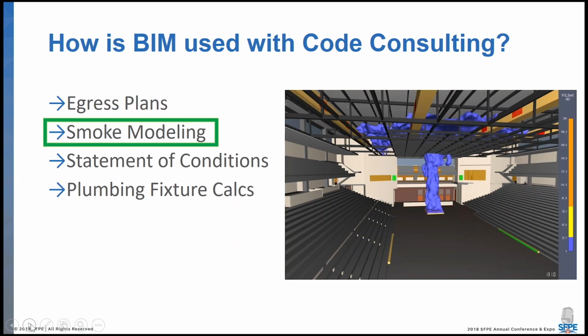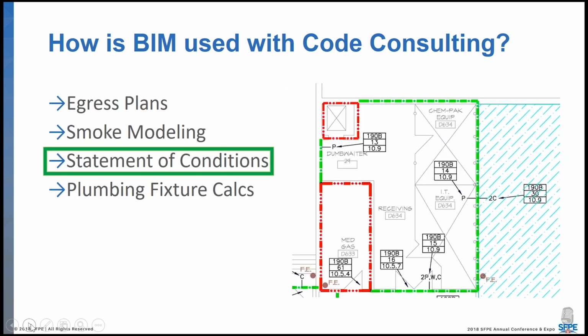Another way we use it is smoke modeling. That's another form of life safety. It's a good way to visualize a real fire that's going on in a building. What we do is, with the BIM model, we export it and it has information applied to it. We can export it to third-party software that allows us to run theoretical fires and create and design smoke control systems.